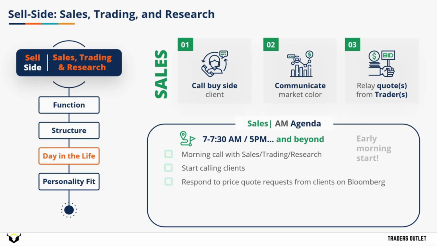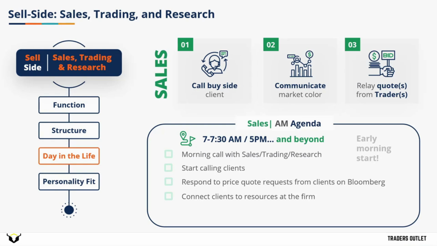Furthermore, if the client needs any further insights from any of trading or research, the salesperson will take the time to make any introductions and schedule meetings with internal teams on behalf of the client. On a less glamorous note, sales will also ensure that clients are onboarded properly and have all of the necessary documentation in place to be able to trade with the bank.